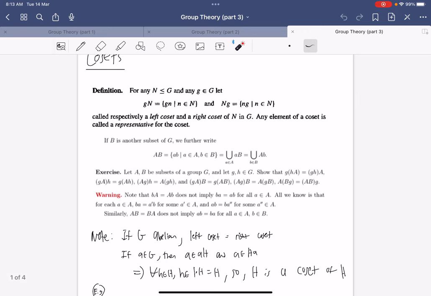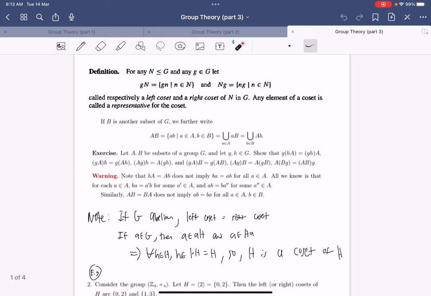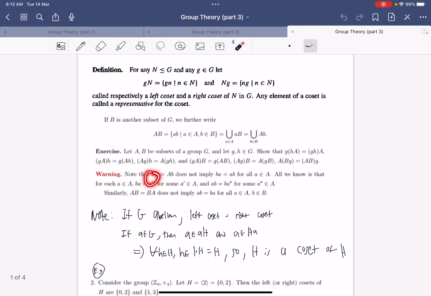And you can show that (gh)A equals g(hA). So for the left cosets, you don't need to do the operation h first then g, because of the associativity of your binary operation. But what we have to remember is that the left coset may not equal the right coset, and if they are equal, it doesn't imply that ba equals ab, but they are equal as sets. So what you're saying is that some element here is some element there.